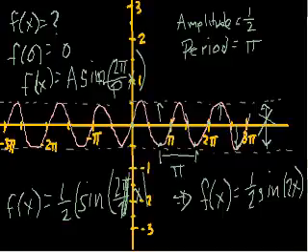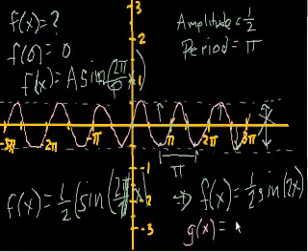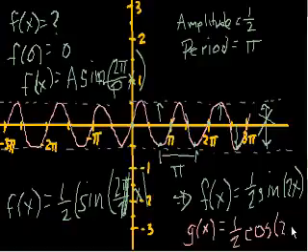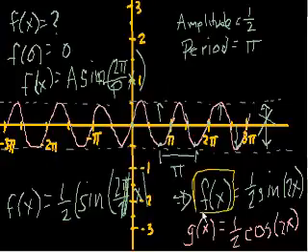Now, just out of curiosity, let's define another function. Let's define g of x is equal to 1/2 cosine of 2x. What would this have looked like? I picked the wrong color, because f of x is actually the pink one. This is the one we have now. So let me circle that. This is f of x. F of x is this one right here.